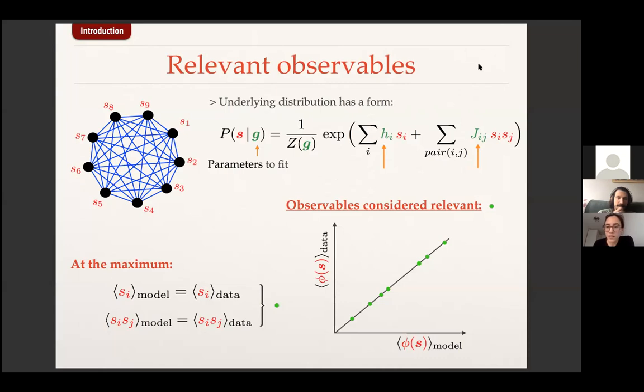And so what does this mean? It means that when I fit my model, I basically assume that I will put all my observables, the observables being the average values of the spin operators. So if I put all the model observables on the x-axis and all the data observables on the y-axis, then at best fit, I will put the selected observables, the relevant ones, on this x equal to y line, or very close.